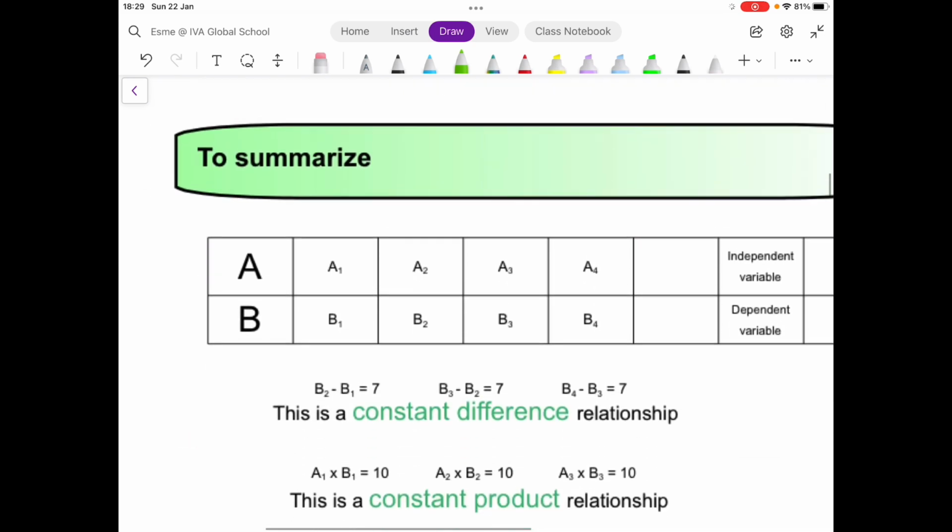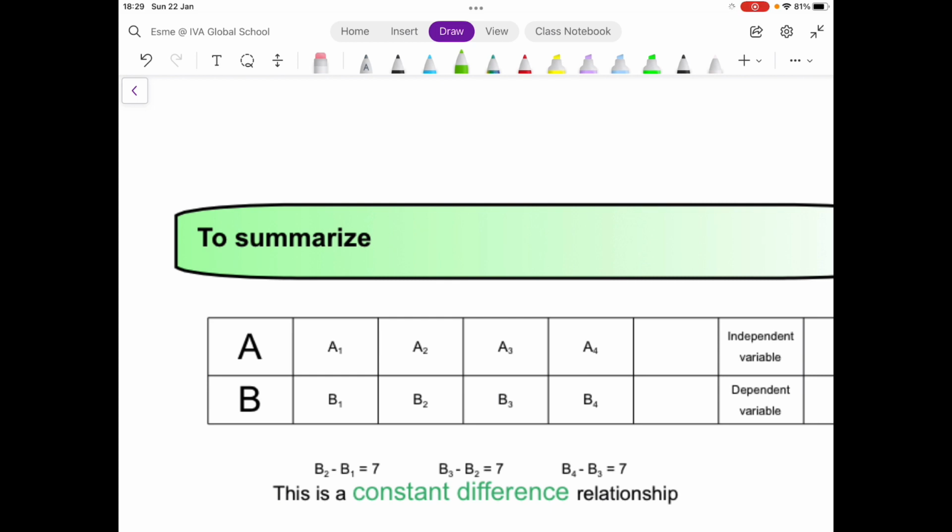Right, I've written a nice summary here for you, and I've just labeled A and B. A is the independent variable, and remember your independent variable always goes on your horizontal axis. Your dependent variable goes on the vertical axis. Right, if there is a constant difference, so if I take B2 minus B1 equals 7, B3 minus B2 equals 7, B4 minus B3 equals 7. I have just chosen a random number, but you will see that all of them come to 7. That is a constant difference because when I subtract, I get 7.